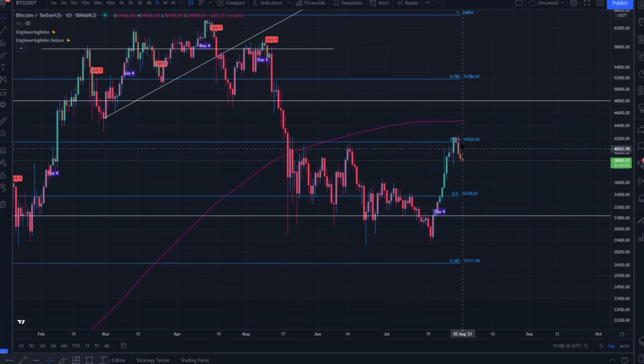I suspect my bullish target on the downside for this retracement is all the way back down at the 0.5 Fibonacci line, $34,300 per Bitcoin. I do believe that is going to be a great level to accumulate for this newly, perhaps, found uptrend that we might have just started.